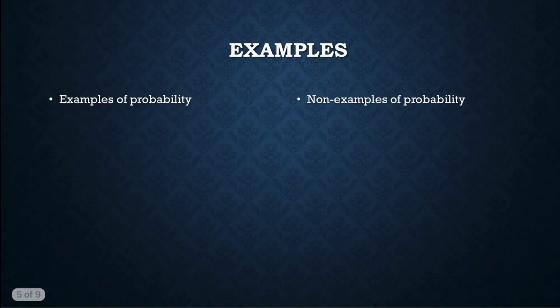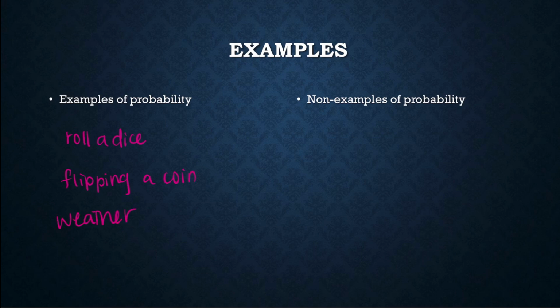Okay, so let's think of some examples. Some examples of probability: maybe you can roll a dice. Just think about random things, like flipping a coin. You might also think of the weather. You see, there's an 80% chance of rain today. The weather's actually an interesting one. I'm not going to go into it in this video, but the weather is a questionable one. But for the purposes of this video, it's an example of probability because we're looking at the likelihood that it's going to rain.